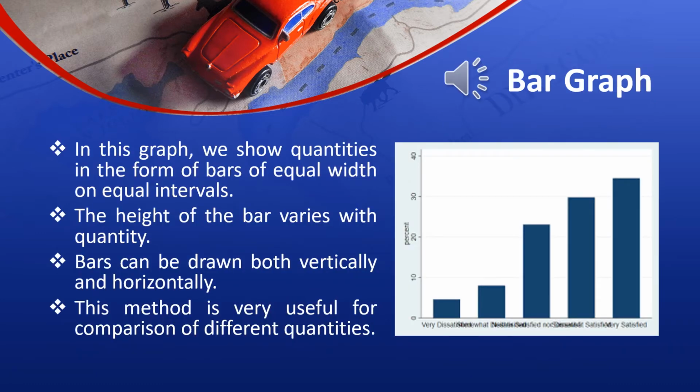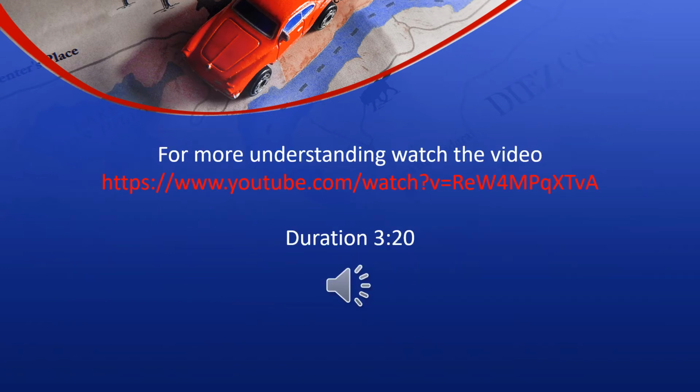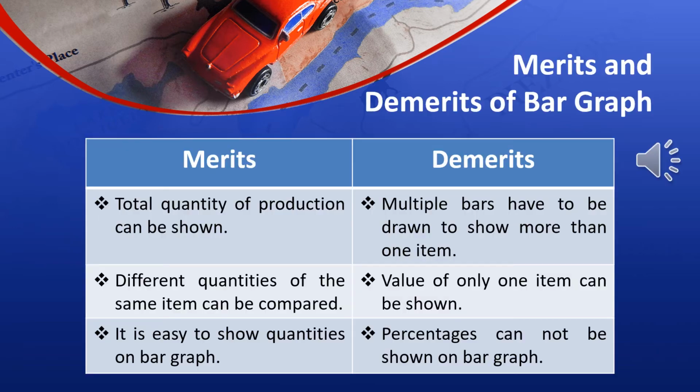Now comes bar graph. In this graph, we show quantities in the form of bars of equal width on equal intervals. The height of the bar varies with quantity. Bars can be drawn in two ways, vertically and horizontally. This method is very useful for comparison of different quantities. For more understanding of the bar graph, watch the video. The duration of the video is 3 minutes 20 seconds.